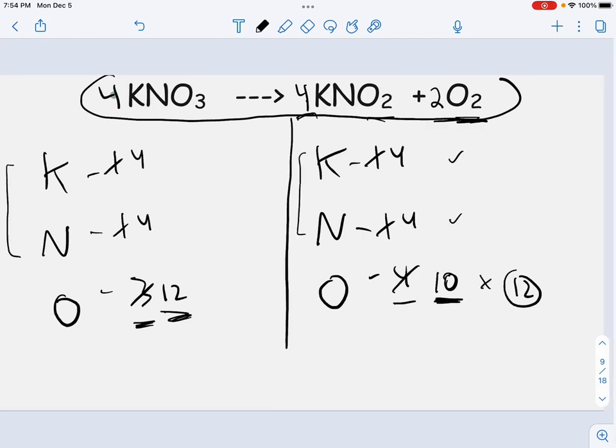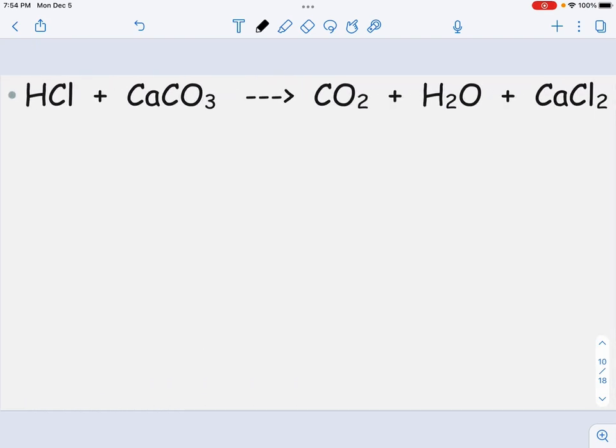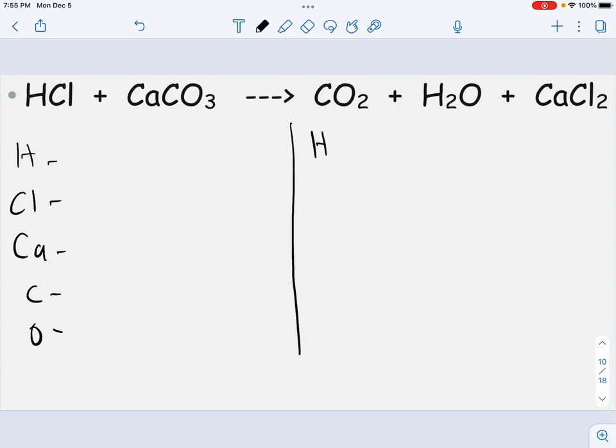Okay, let's move on to the next question. We have HCl plus CaCO3 produces CO2 plus H2O plus CaCl2. All right, so we've got 5 different elements. So kind of different. We've got a lot going on, but we're going to keep track of all of them.